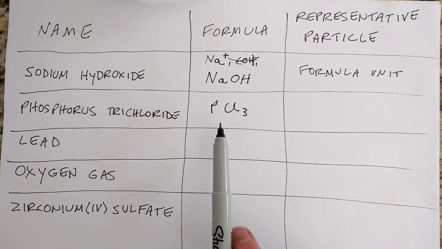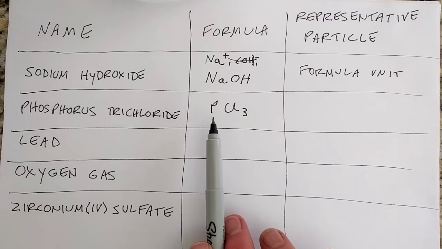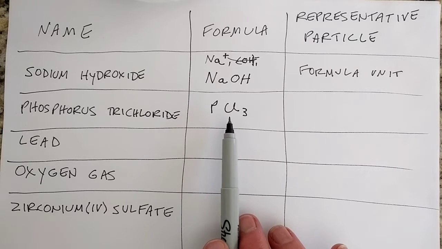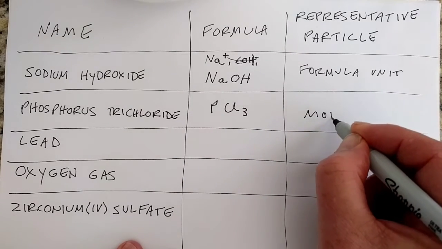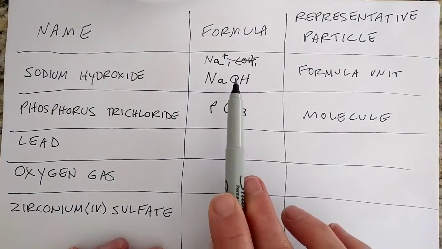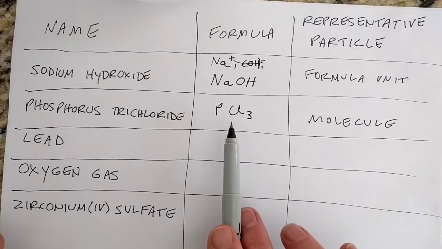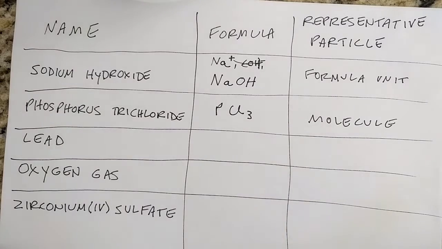So what is our representative particle? Well, what type of compound is PCl3? It starts with an element to the right of the staircase, so this is a covalent compound. So our smallest unit is a molecule. So for our ionic compound, the smallest unit is the formula unit. For our covalent compound, the smallest particle is the molecule.